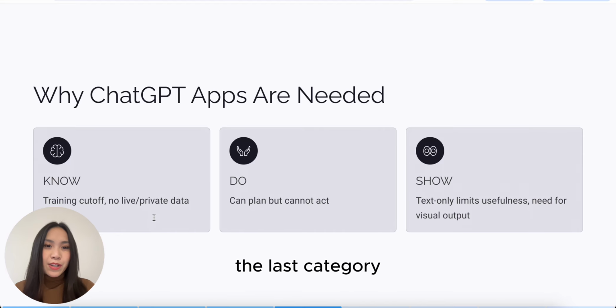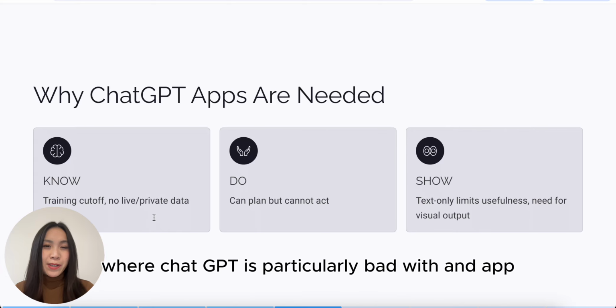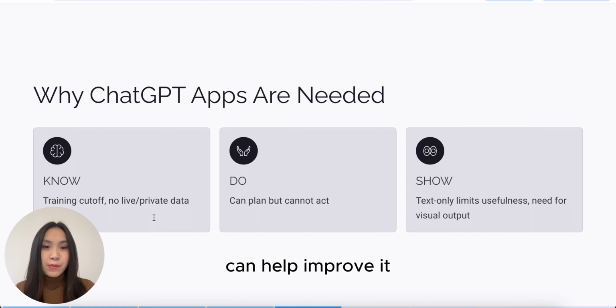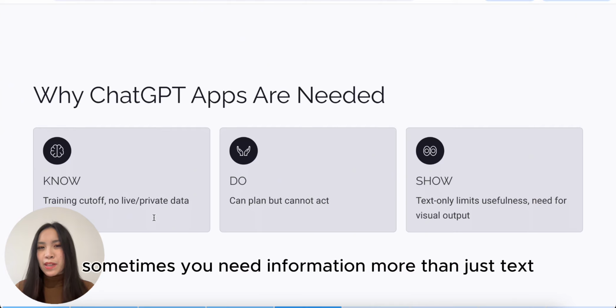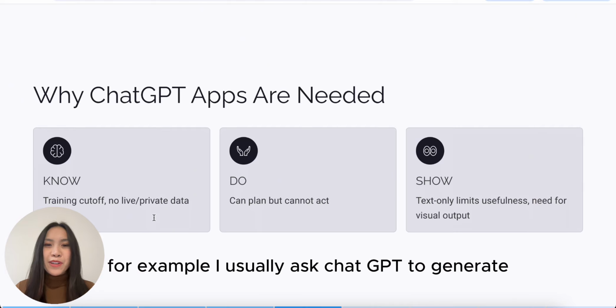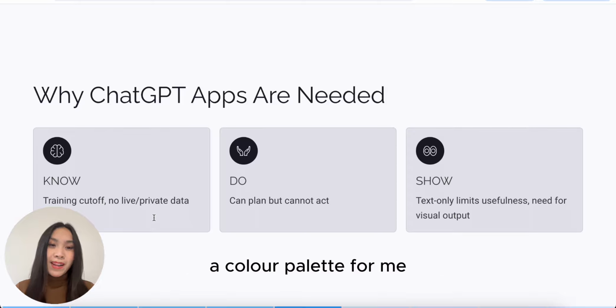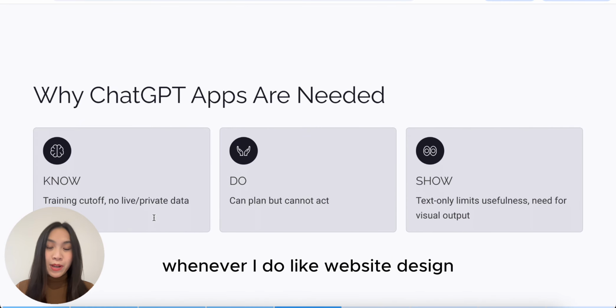The last category where ChatGPT is particularly bad, and an app can help improve it, is show. Sometimes you need information that is more than just text. For example, I usually ask ChatGPT to generate color palettes for me whenever I do website design.